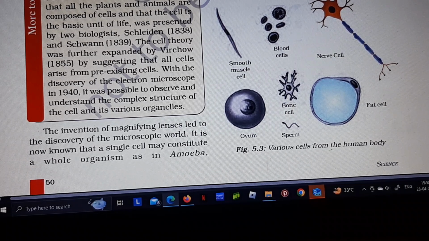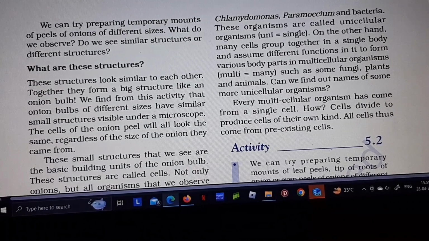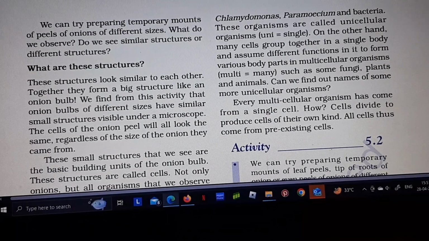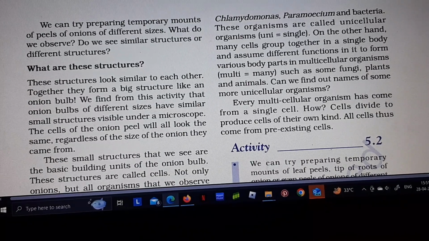The invention of magnifying lenses led to the discovery of the microscopic world. It is now known that a single cell may constitute a whole organism, as in amoeba, Chlamydomonas, Paramecium, and bacteria. These organisms are called unicellular organisms. On the other hand, many cells group together in a single body and assume different functions in it to form various body parts in multicellular organisms, such as some fungi, plants, and animals. Can we find out names of some more unicellular organisms?